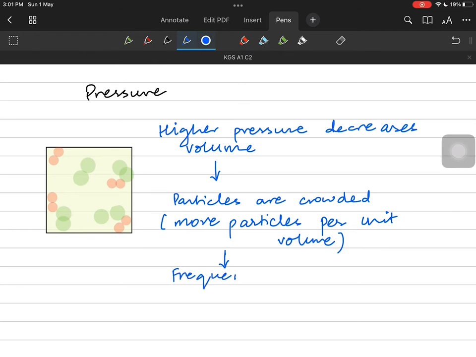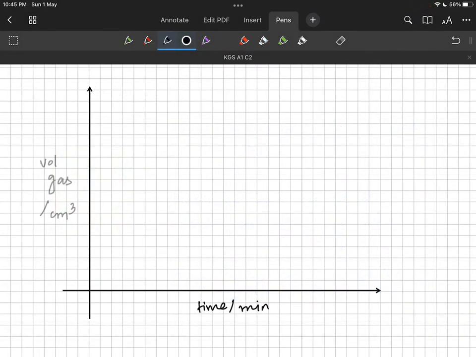And since more particles are there per unit volume, the frequency of successful collisions increases. We are not changing their energy over here. We are just making them crowded together so their collision frequency increases. They collide more times per unit second.